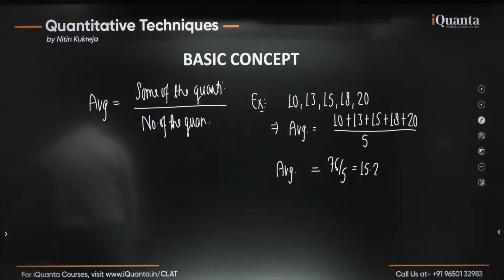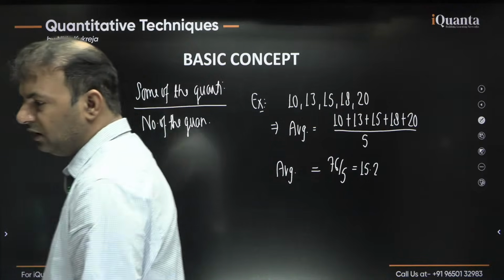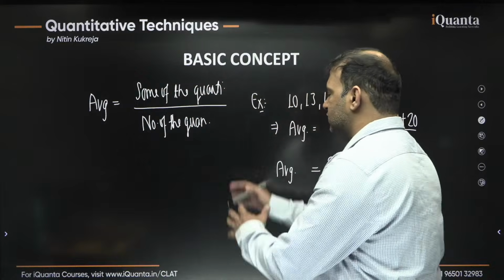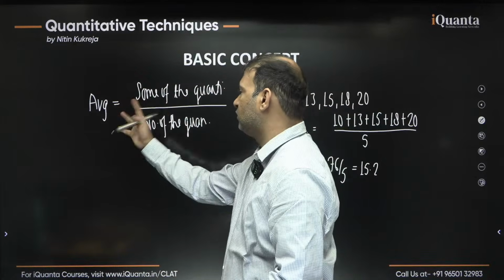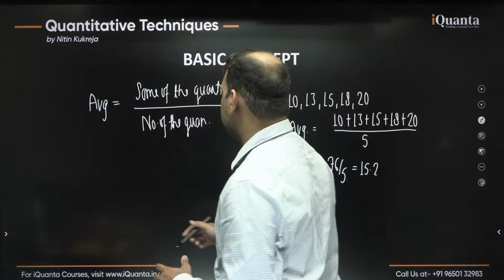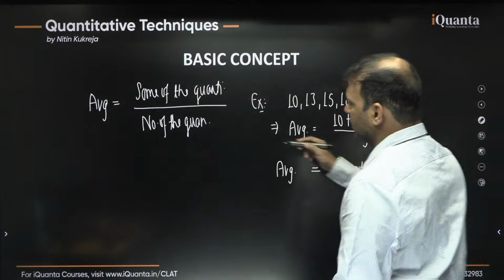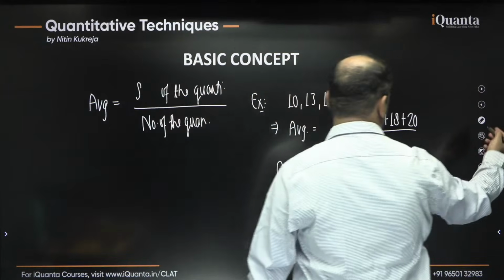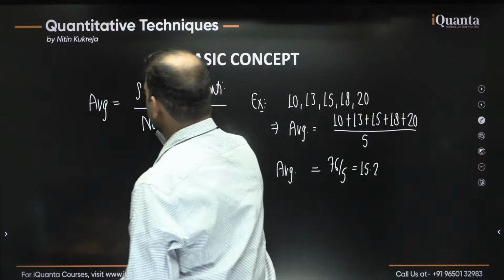Okay, this is something very basic, right? I'm sure most of us know about this. This is the average. Now guys, with this formula, if we just do some cross multiplication, we can say one more thing. This is the sum. If we do the cross multiplication, we can say what?